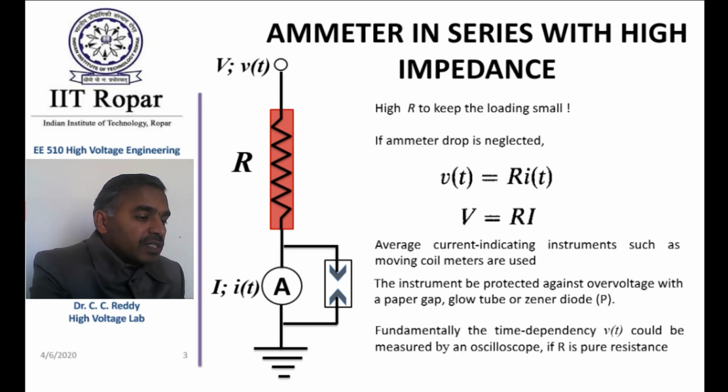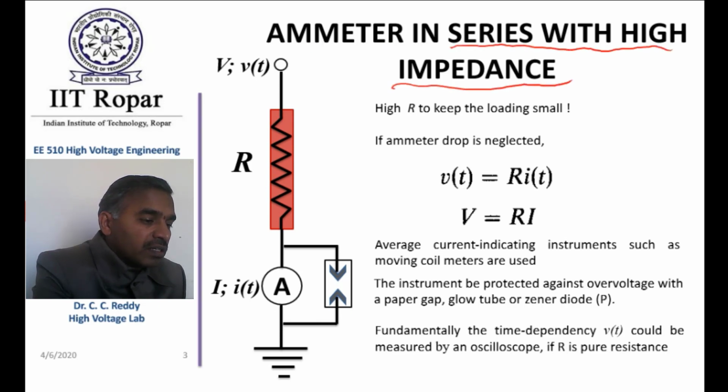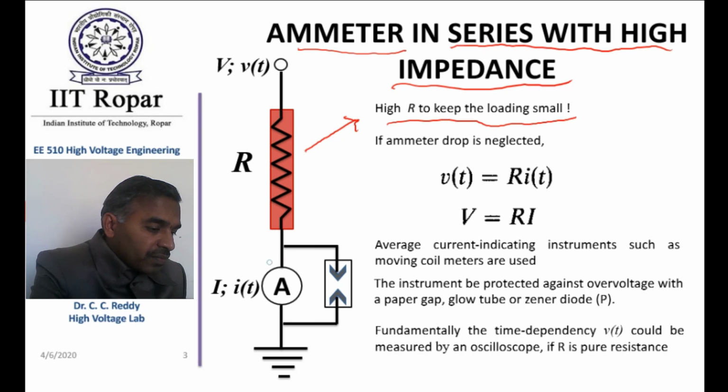The first in this series is an ammeter in series with a high impedance or high resistance. Now this resistor is the high value resistor. This is to keep the loading on the source very small. Now there is an ammeter connected here, which is in series with this resistor and grounded here.